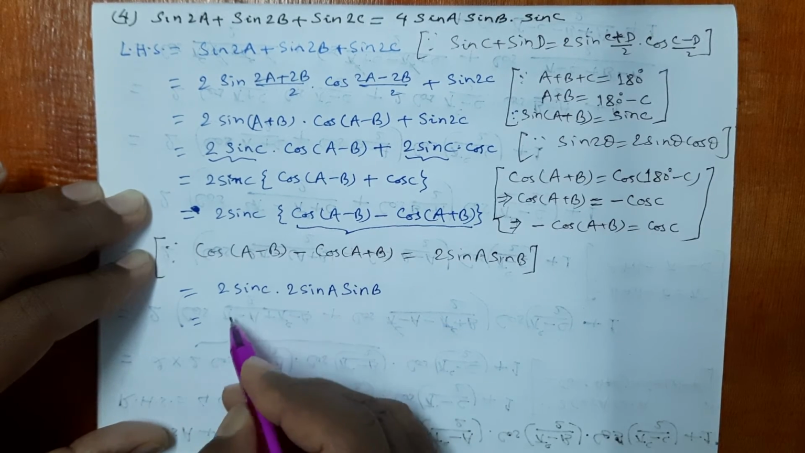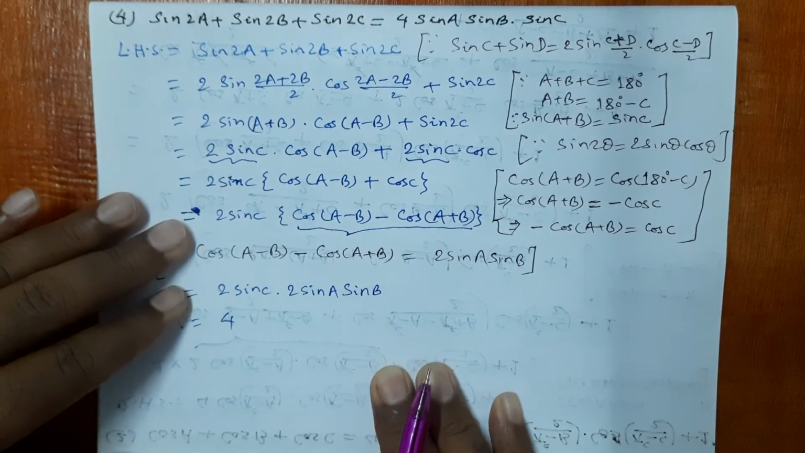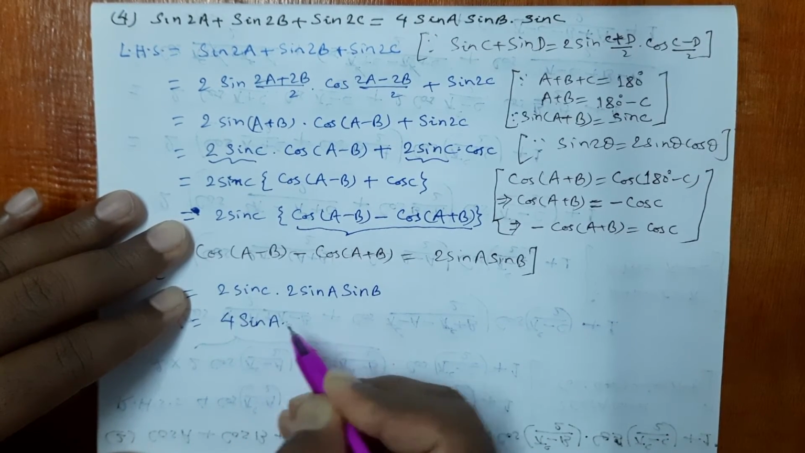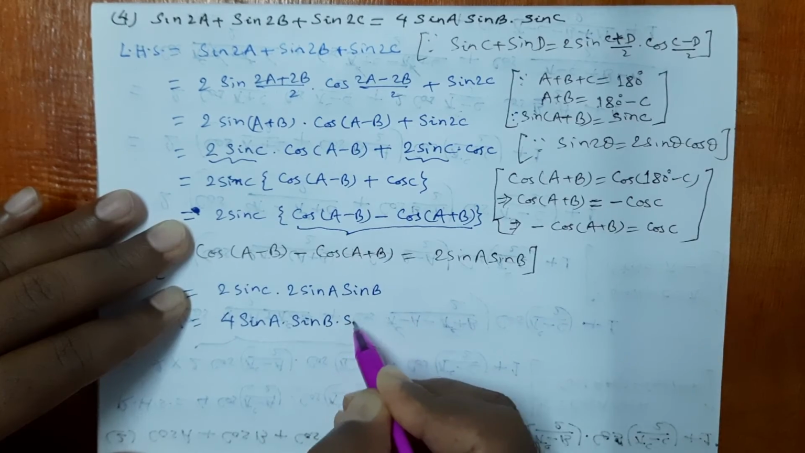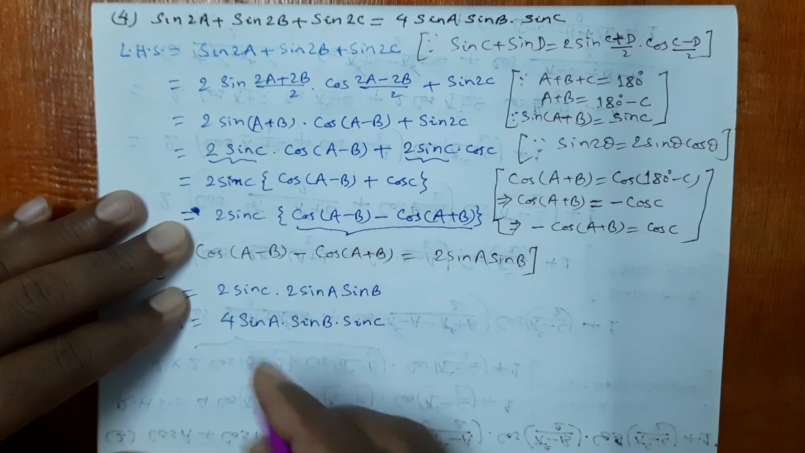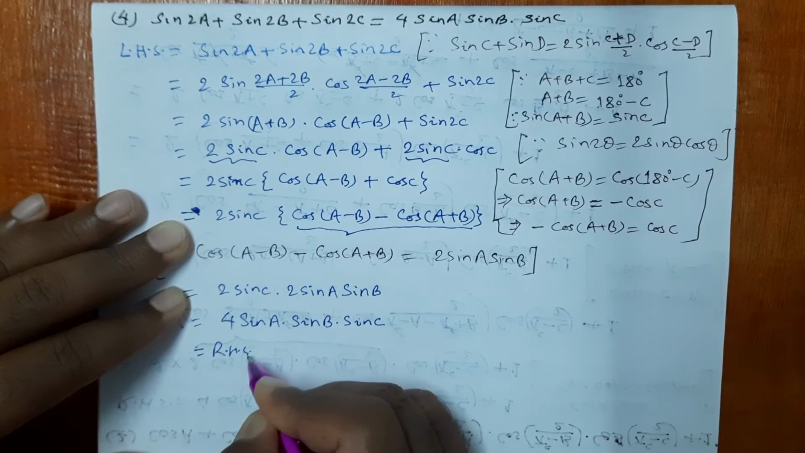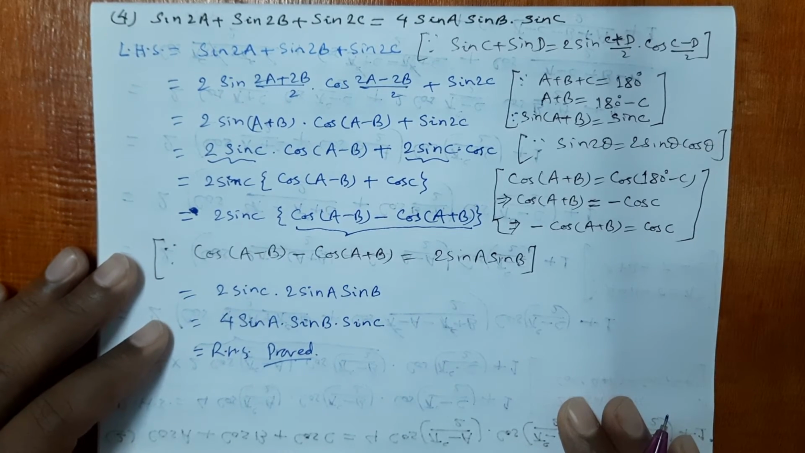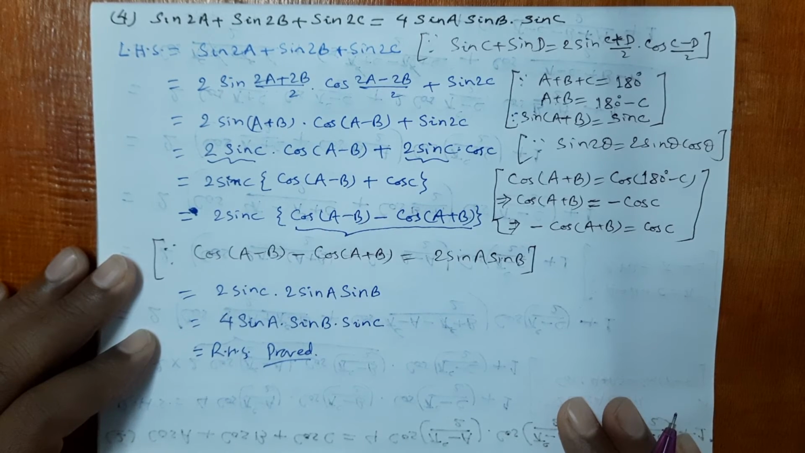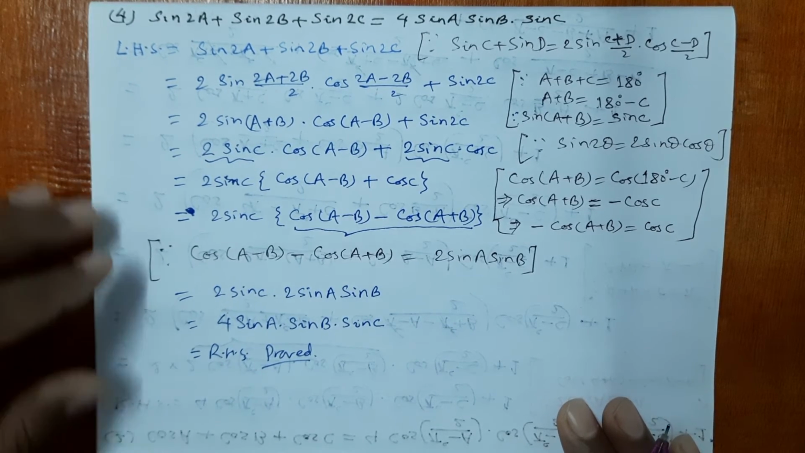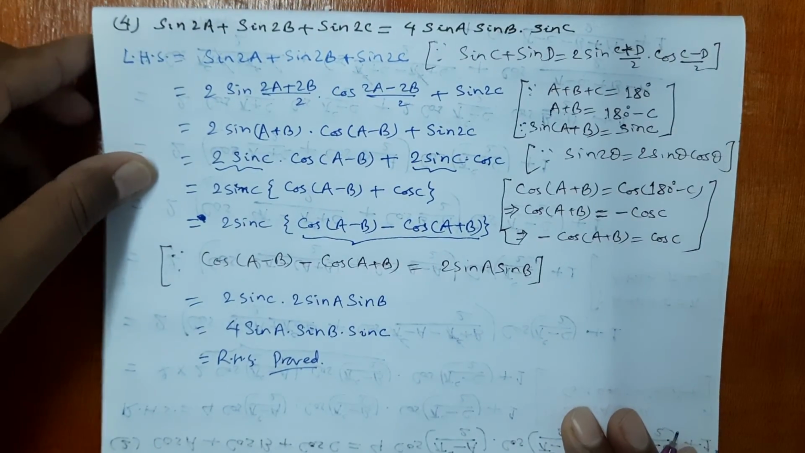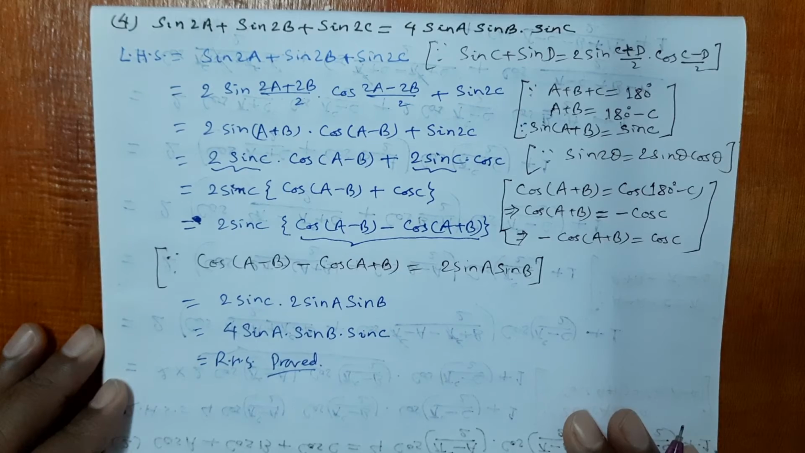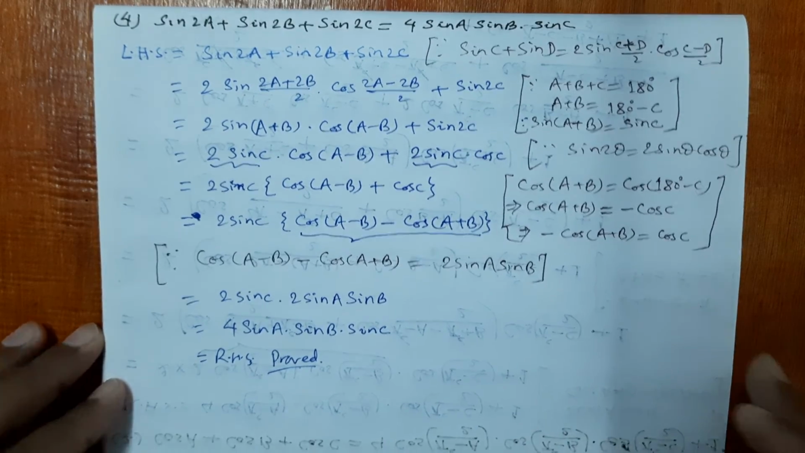Now we can multiply this 2 into 2 to get 4, and we will get 4 sin A sin B sin C, which is our right hand side. Left hand side equals right hand side, proved. In this way we have proved this important conditional trigonometrical identity. If you need to copy it, you can pause the video and copy it comfortably. And now I will move to the next question.